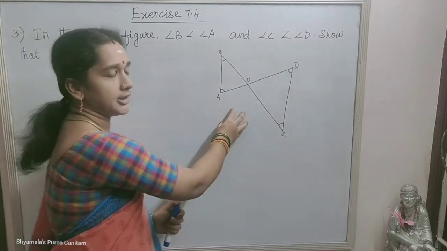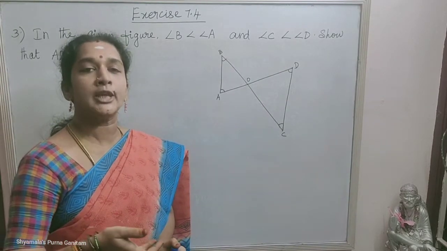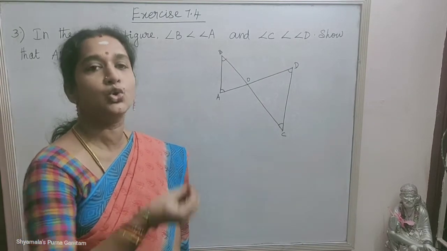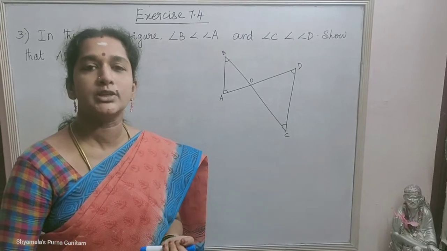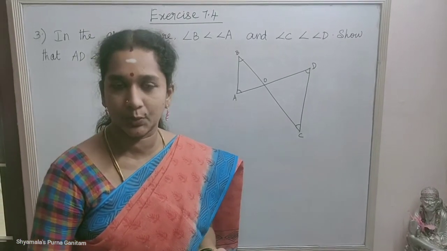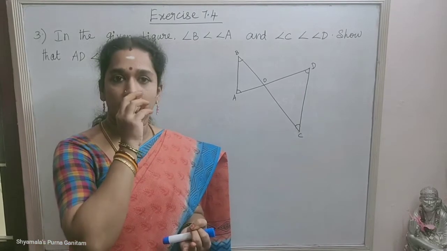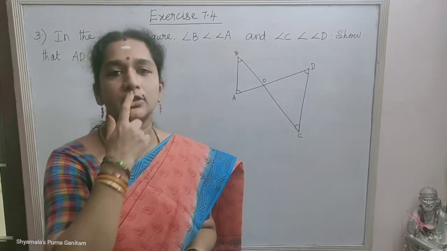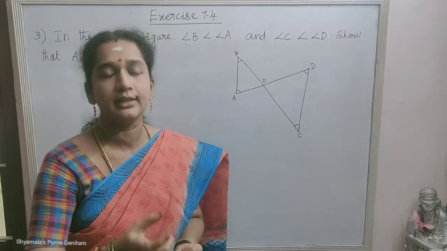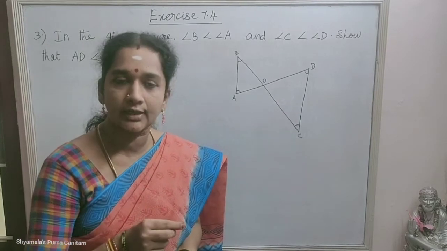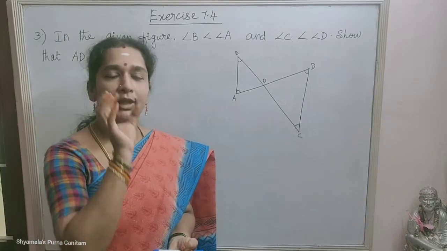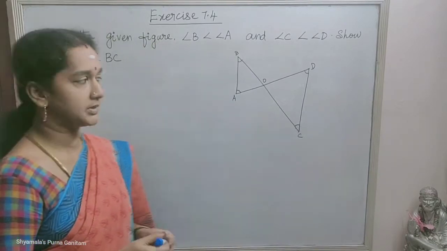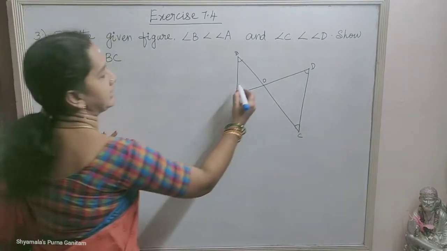So before going into the sum, few theorems we should know to do this. That is, sum of any two sides should be greater than the third side. That is one theorem. Then side opposite to the greater angle will be the longest side and side opposite to the shorter angle will be the smallest. So applying these theorems we will be doing these sums. Okay. So first we will take this triangle.